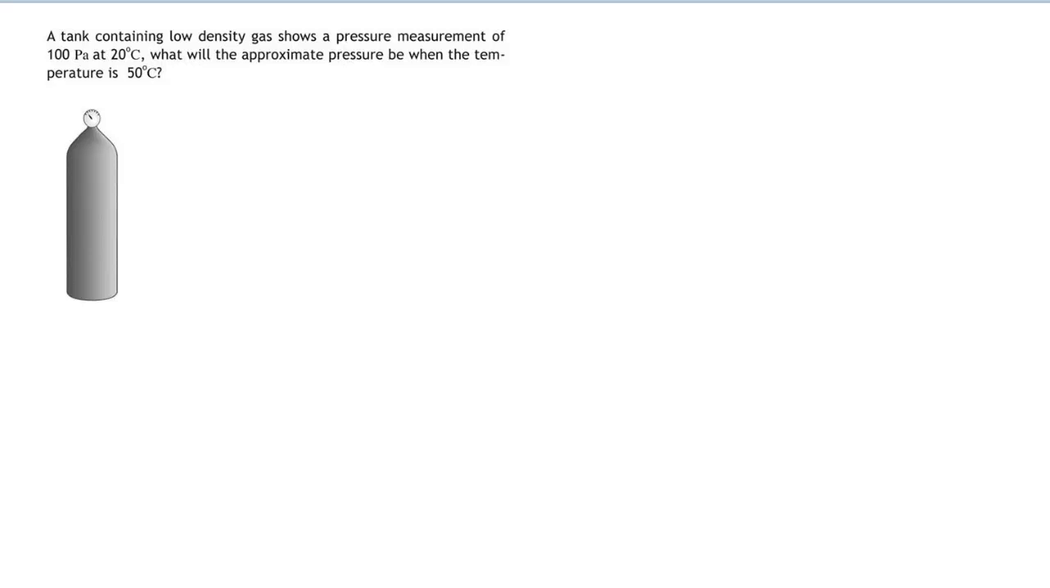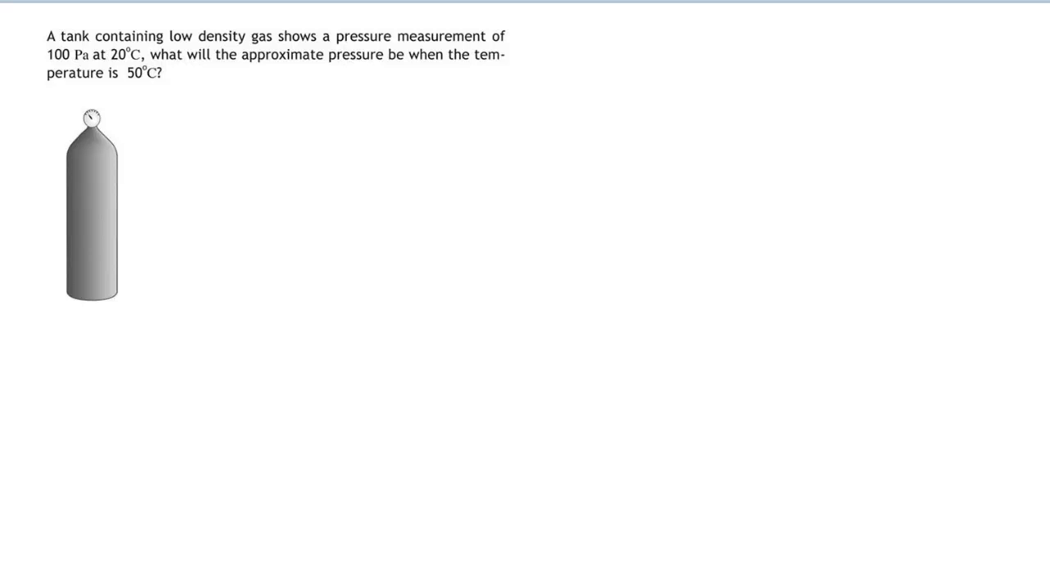Once again, we are presented with another ideal gas question with a before and after scenario. So we'll get a little bit more practice here. You've got a tank containing a low density gas and it has a pressure gauge on it that reads 100 pascals at 20 degrees Celsius. What will the approximate pressure be when the temperature goes to 50 degrees Celsius?